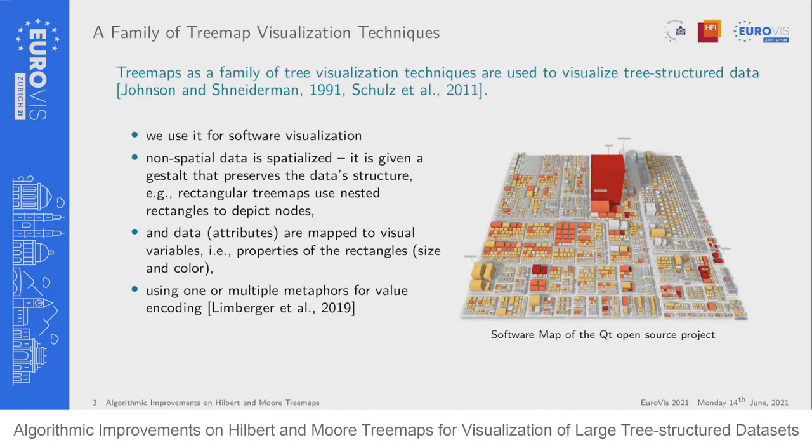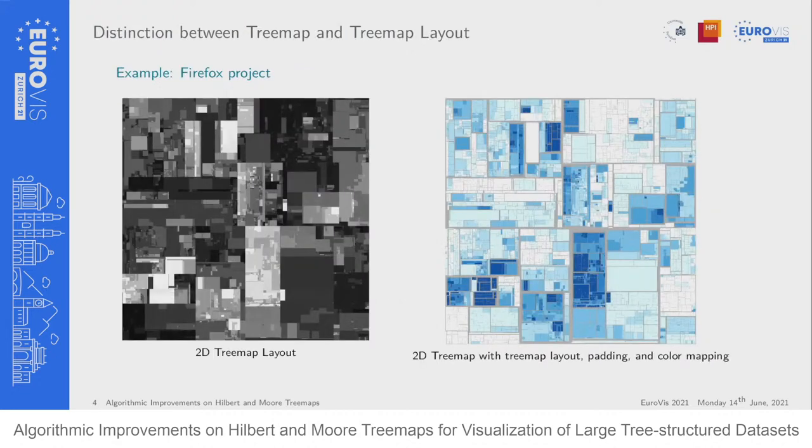Our example here is a software map of the Qt open source project. Qt is a popular C++ project with hundreds of thousands of source code modules, and we use a mapping to show complexity within the software. In this talk, we don't want to focus on the full visualization technique known as Treemap, but on the underlying layout that is used as a foundation to extend rectangles to derive geometry for actual visualization and rendering.